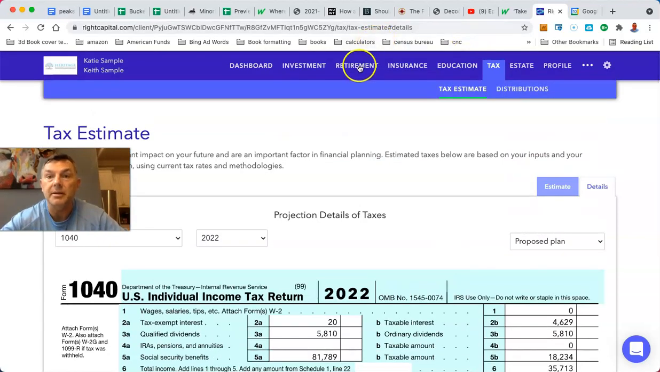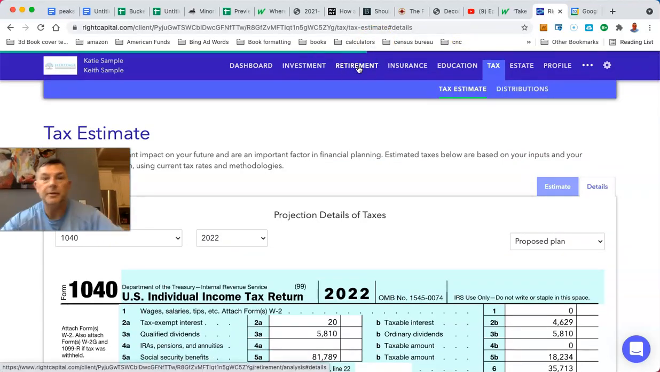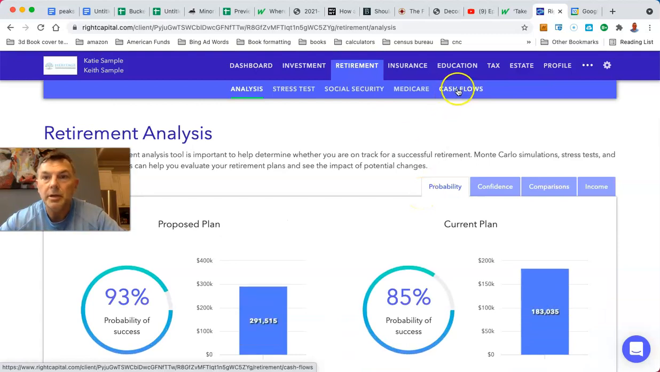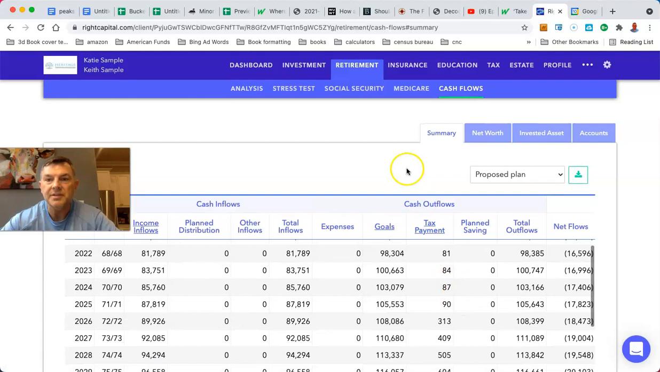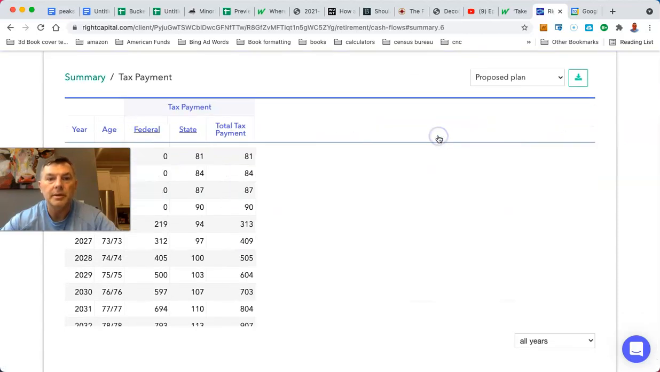Look at this, man. Tax. And that's just the state of California, by the way. Right there. Nothing to the feds. A little bit to the state of California.